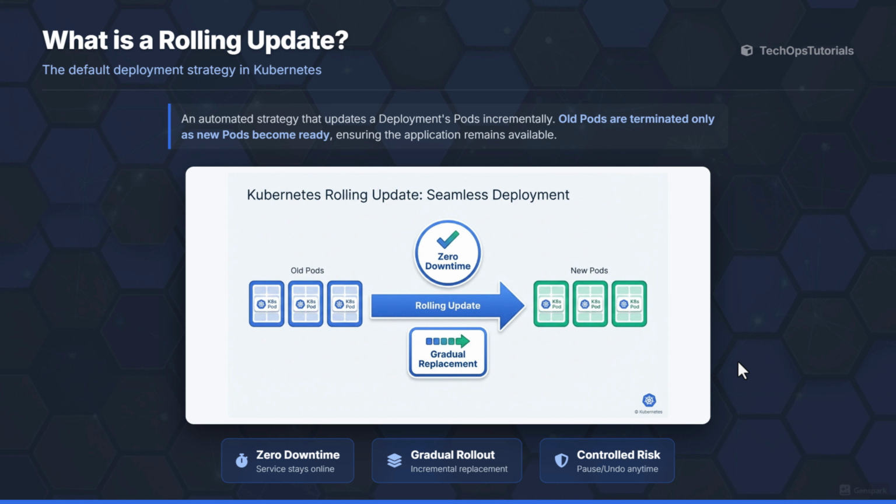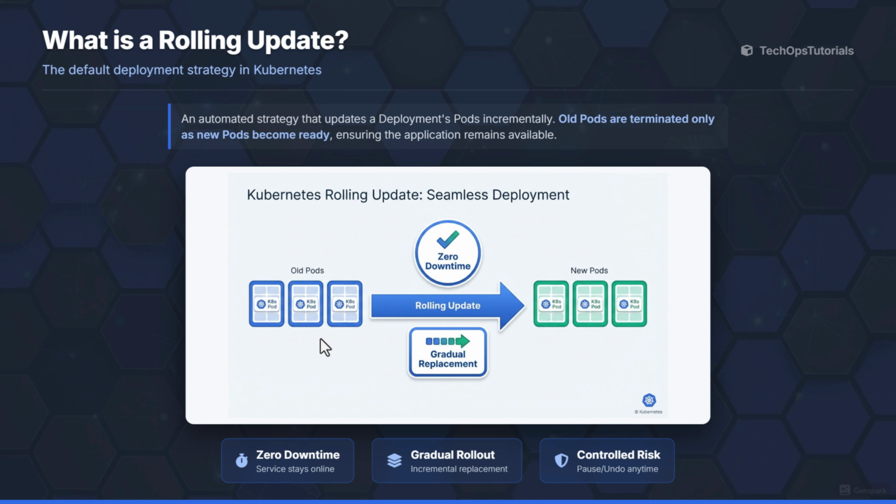Now let's talk about one of the most important features in Kubernetes, rolling updates. A rolling update simply means Kubernetes updates your deployment step by step. It does not delete all the old pods at once. Instead, it creates new pods slowly, and only when those new pods are ready, the old ones are removed. This is why your applications stay online during the update. There is no sudden drop, no interruption, traffic keeps flowing.